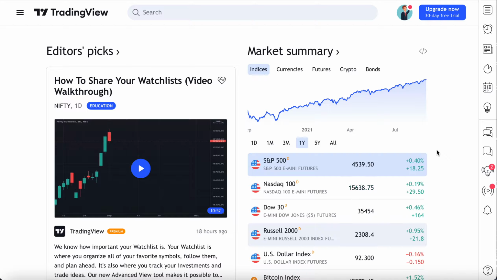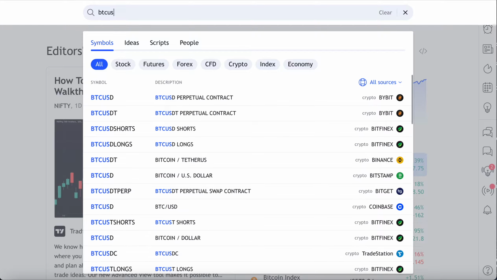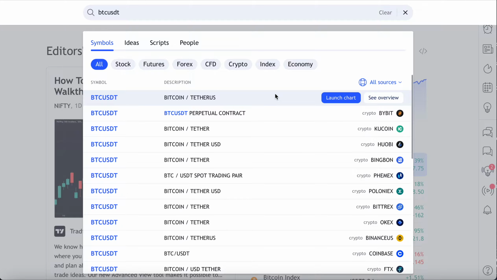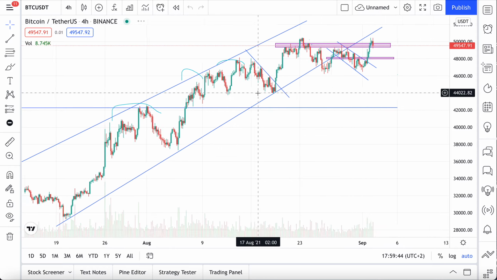Okay guys, so here I am. I want to jump into the BTC USDT and start analyzing the price. Let's see where we go. Here it is. Okay, on Binance.